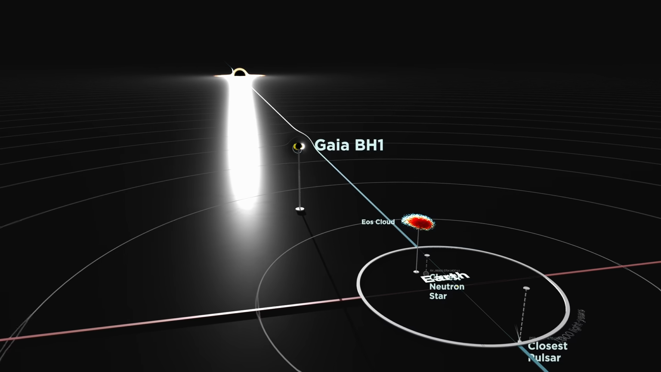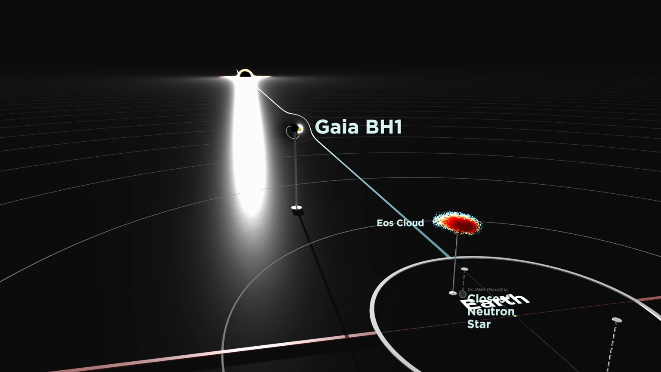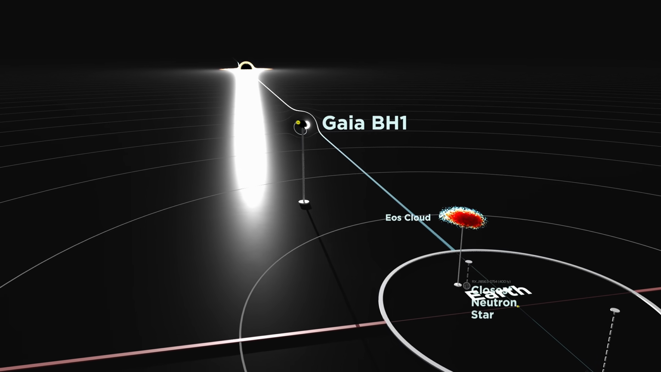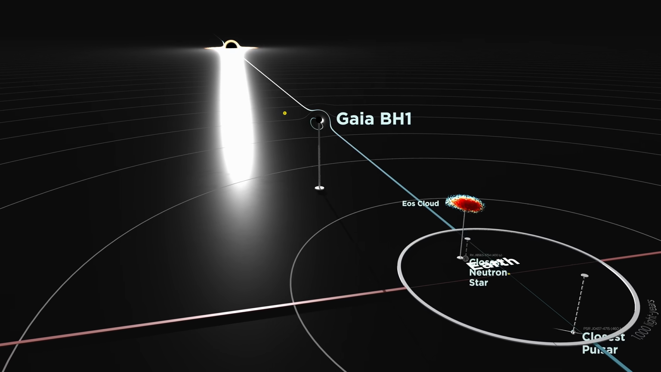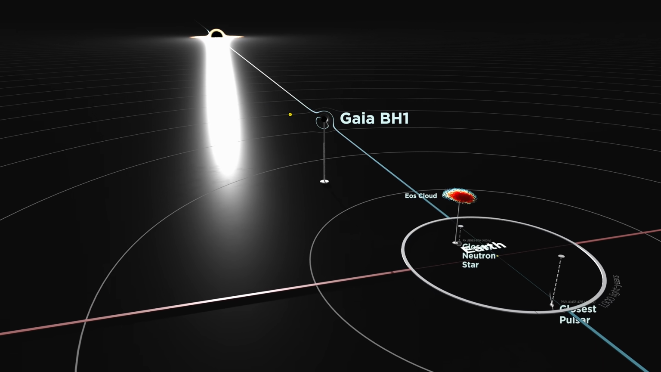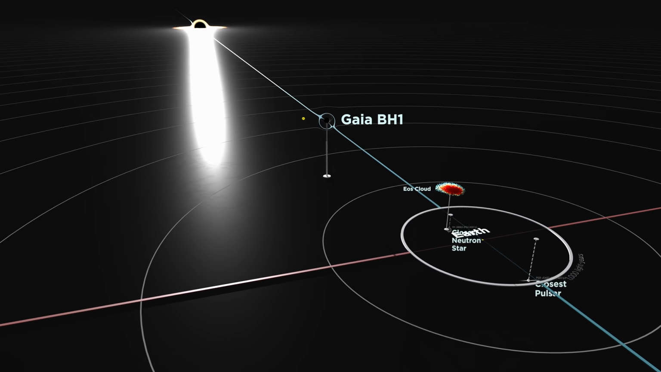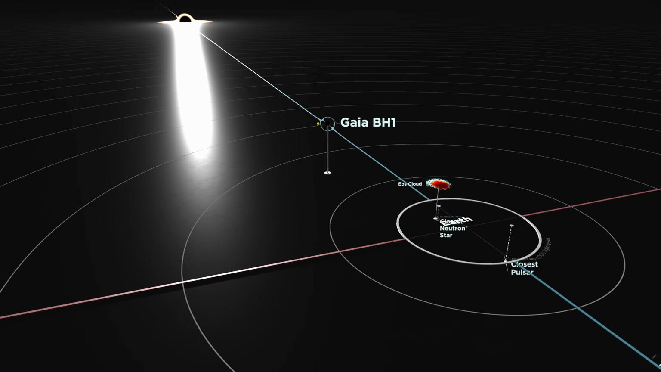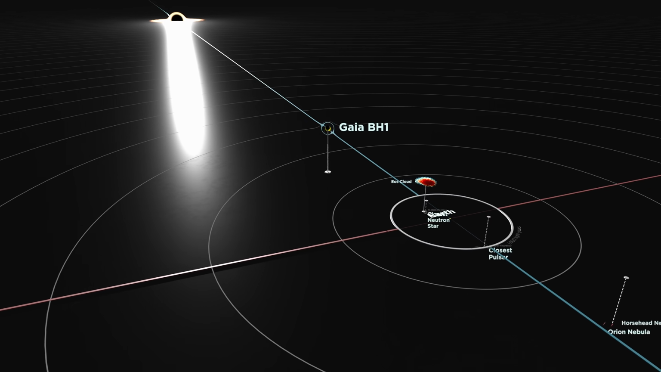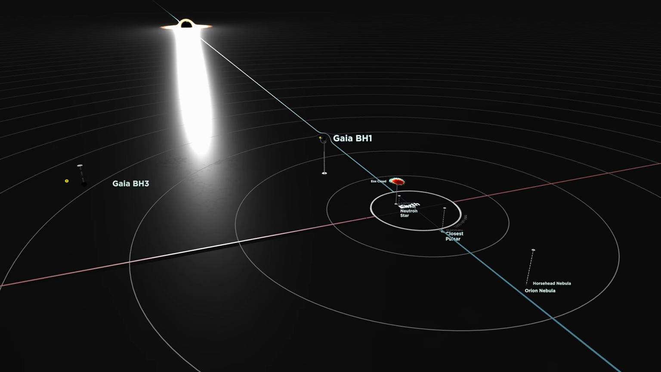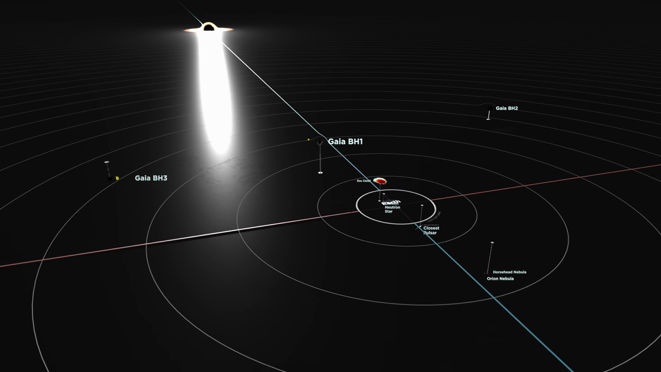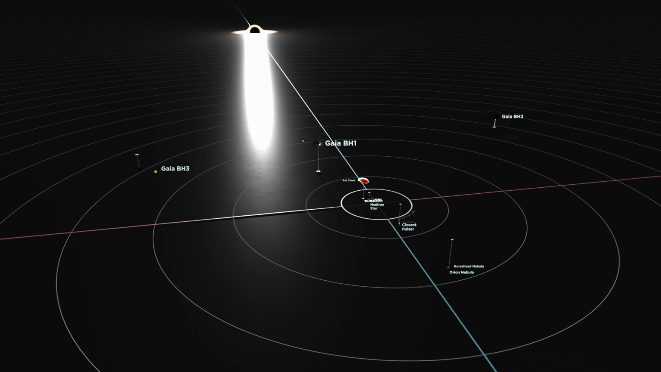1500 light years away. Dear whoever named this, thank you so much for naming it something intuitive. It's called Gaia BH1 for Gaia, the satellite that found it, and BH1 for Black Hole 1. Although, it was only a coincidence that the first black hole discovered by Gaia was the closest. Gaia BH3 is the second closest, and Gaia BH2 is the third. Why can't we have nice things?